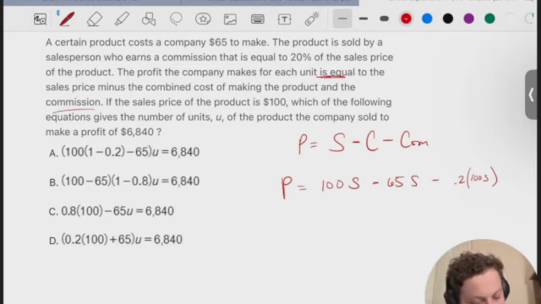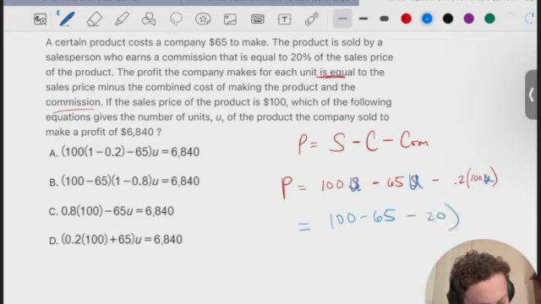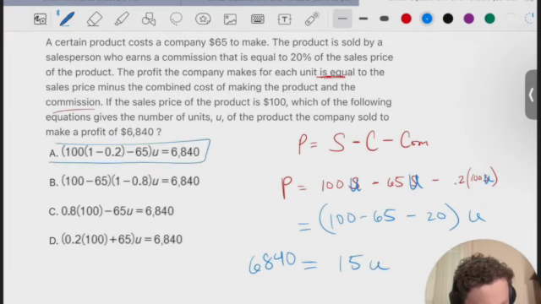When I said S, that's another way of saying units. So we have 100 minus 65 minus 20 units, or 15 per unit. That will equal that. And this looks like the same thing as this. It's just that it's distributed out. Yeah. We're going to go with that.